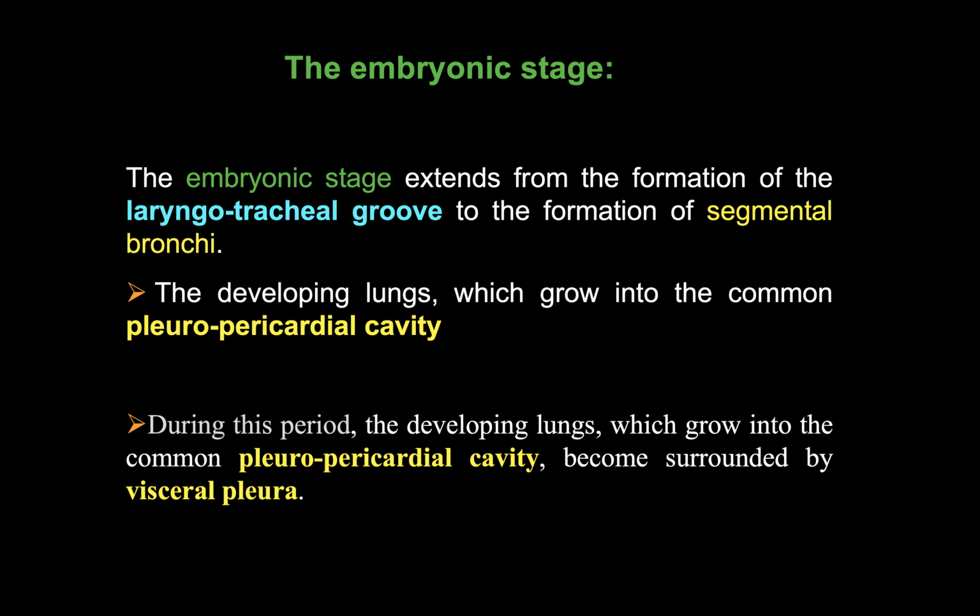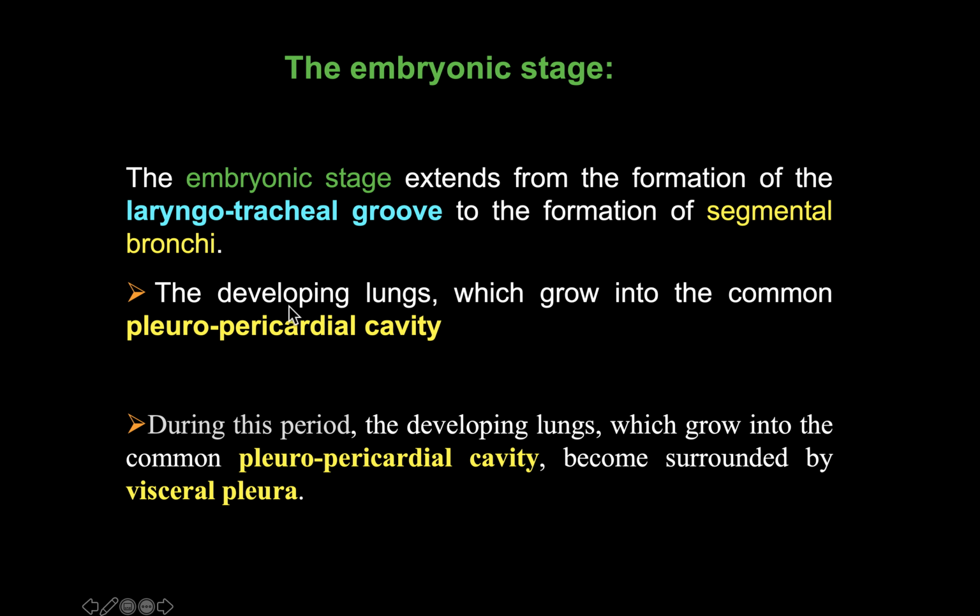So we start with the first one, which is the embryonic stage. This stage extends from the formation of the laryngotracheal groove, which means from the beginning of the development of the respiratory system, until the formation of the segmental bronchi, which we said the main bronchi are going to divide to form the lobar, primary, secondary, tertiary, and then finally the segmental bronchi. Usually we have between 12 to 18 divisions to reach this level of the segmental bronchi.